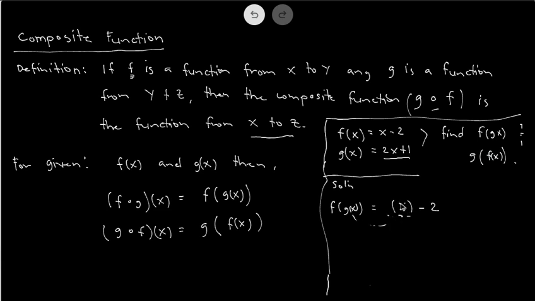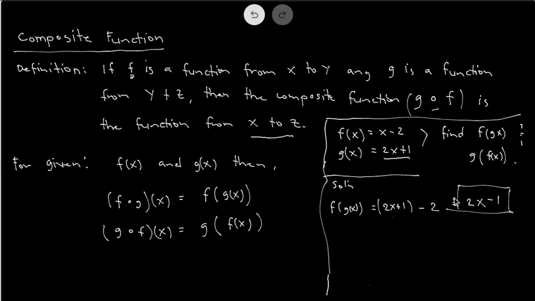Okay, so substitute na natin to. Okay, so now we have 2x plus 1 minus 2. And then simplify. So 2x plus 1 minus 2. So magiging 2x, then 1 minus 2 is negative 1. So 2x minus 1. Ito ngayon yung sagot mo.